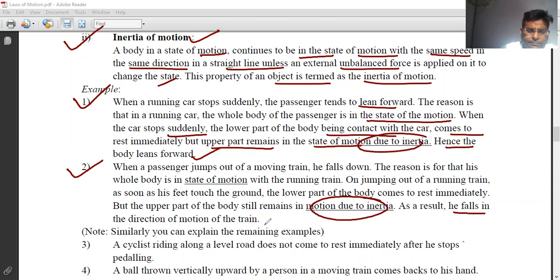So now, suppose a train is running and we want to get out of it. When we are jumping from there, our lower part comes to rest, but the upper part continues the motion. That's why we fall down. So this is the example of inertia of motion. So write this one next, then I will explain the next one.